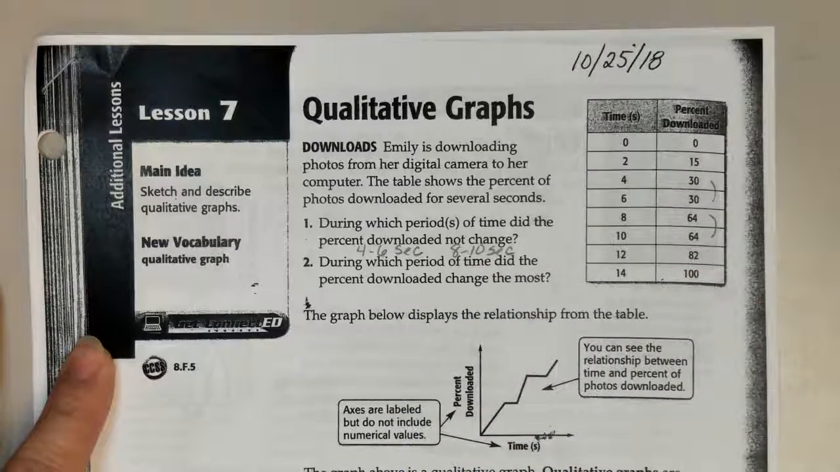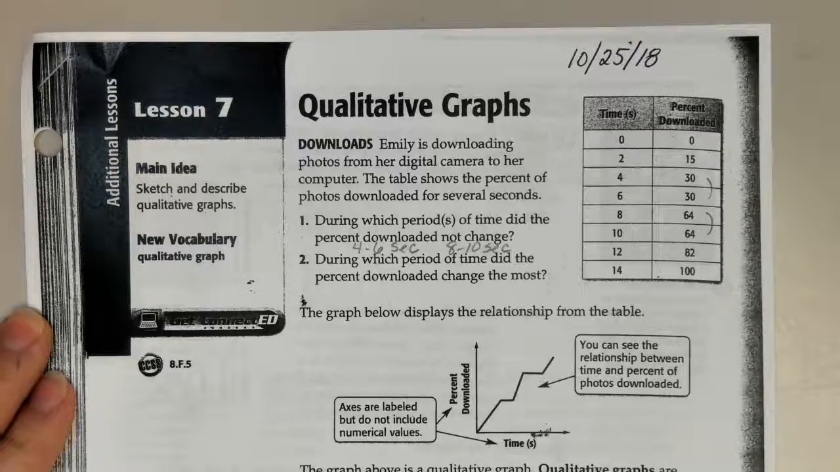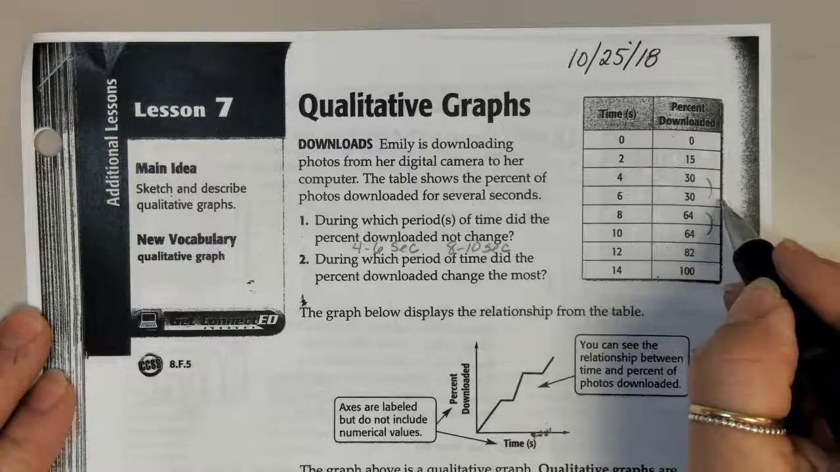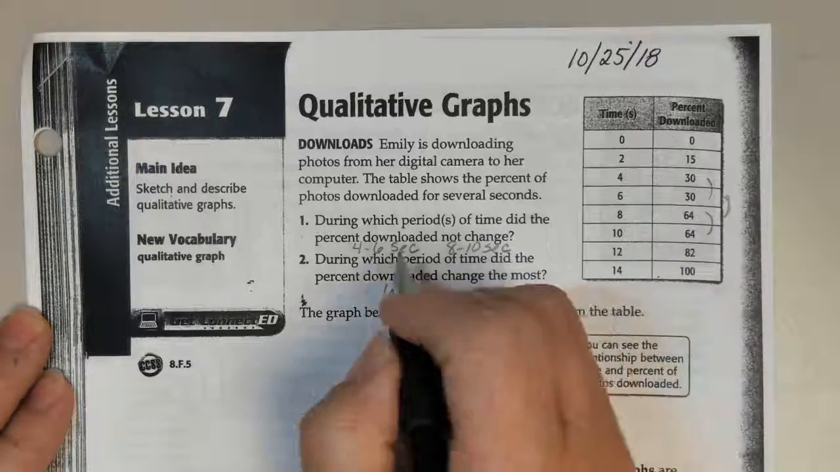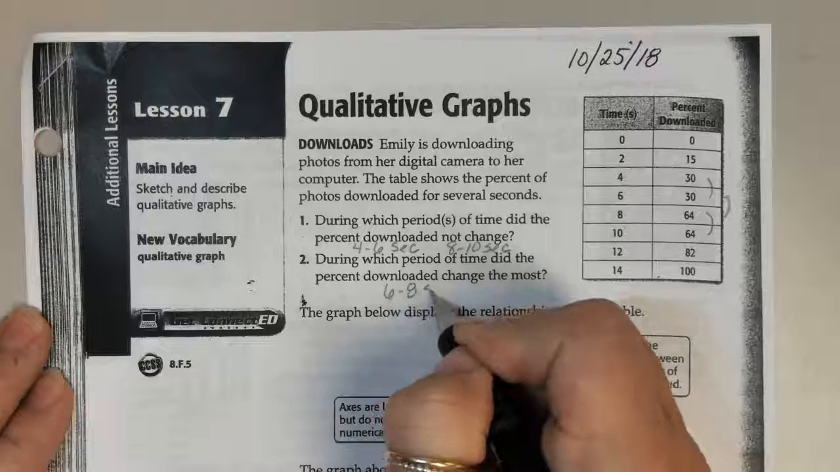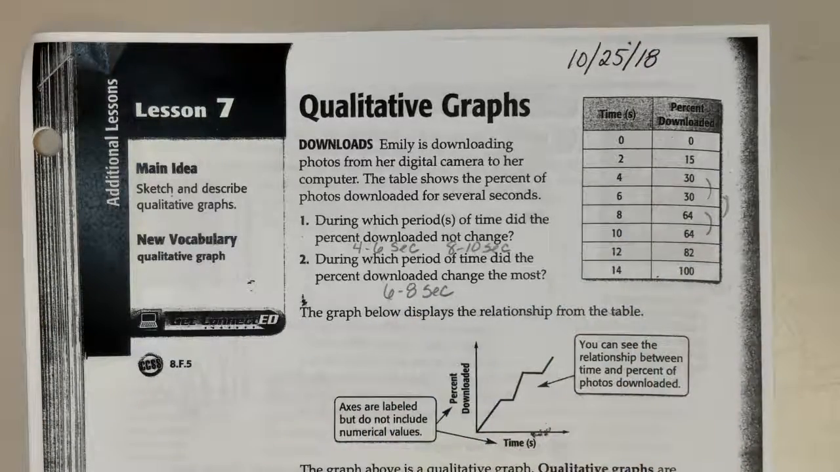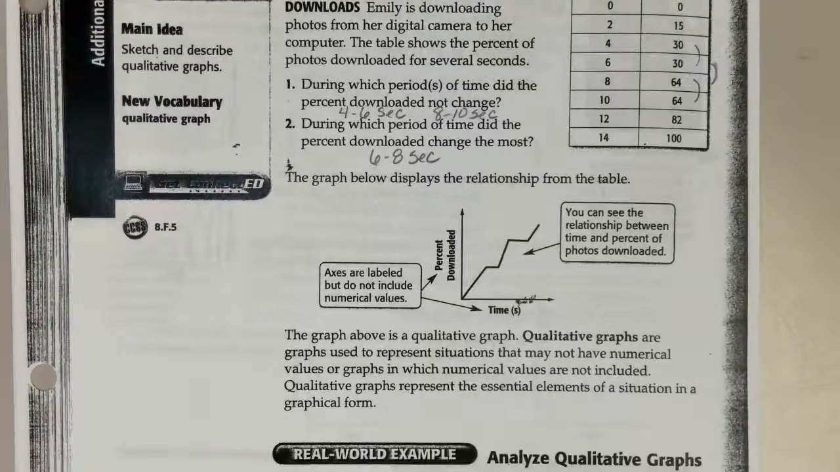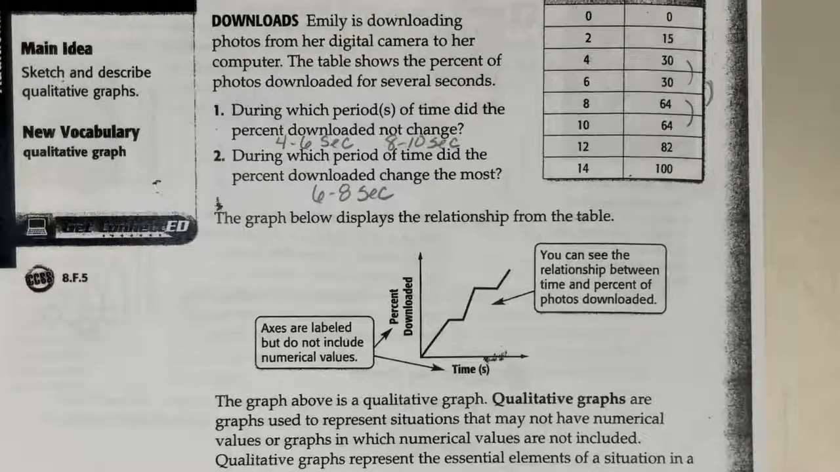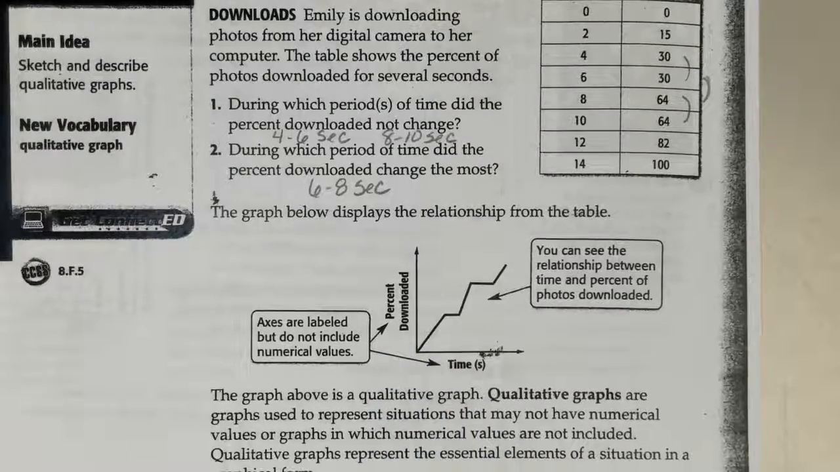Now the next question says, during which time period did the percent downloaded change the most? And that's going to be right here from 6 to 8 seconds. You can see there was an increase of 34%. So the reason they have you point out these periods of time in the table is so that when you look at the graph that's displayed below, it will make sense to you. This is an example of a qualitative graph. And look at what it includes. It includes labels. You have to know what the graph is showing.